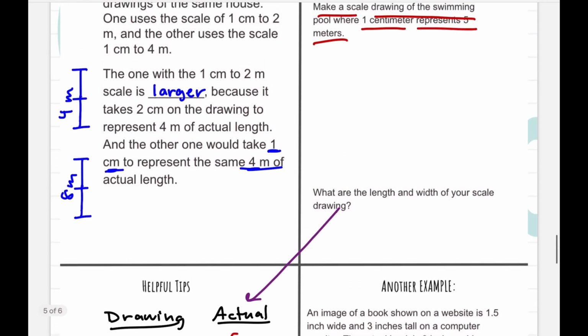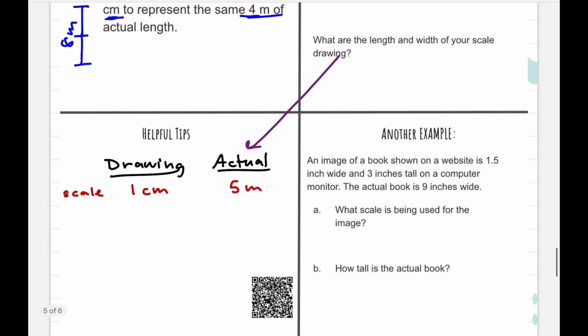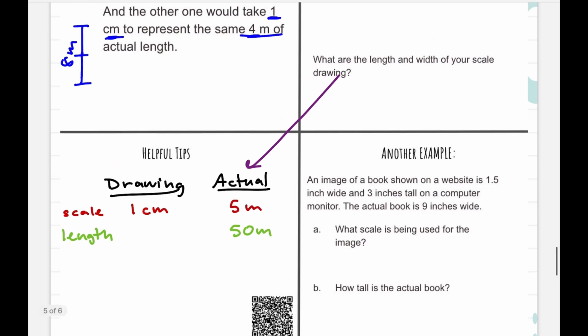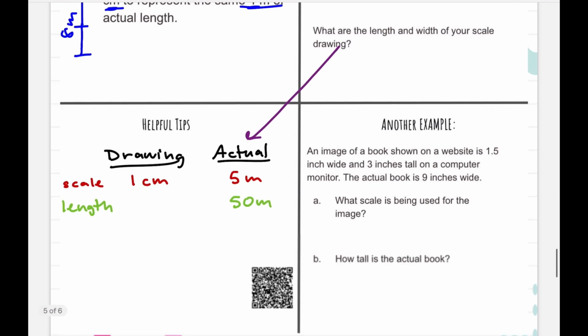Then when I continue reading, or when I reread it again, I can see that this rectangular swimming pool measures 50 meters in length, 25 meters in width. So let's write that down. 50 meters in length. I'm going to give it a label of length. 50 meters is the actual distance, and 25 meters in width. So I'm going to give it a label. That's the width. And it is 25 meters.